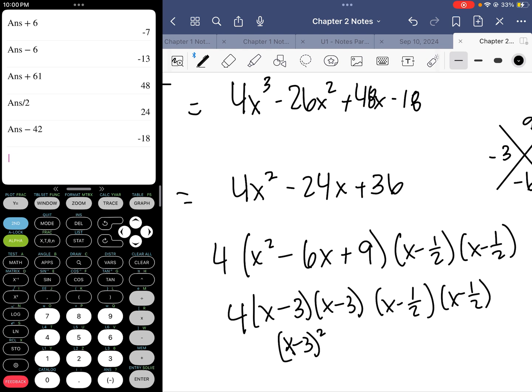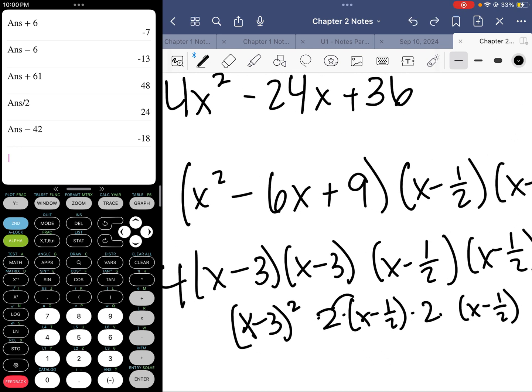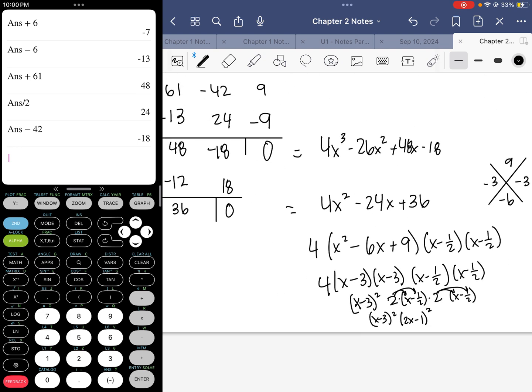But this one, we're actually going to split this 4 into a 2 and a 2. Remember, order of multiplication doesn't matter. Ultimately, that would have given us a 4, but order doesn't matter. And the reason that that's helpful is because now I can multiply it in here. So now it's 2x minus 1. And in fact, this is also that, so you can square it.